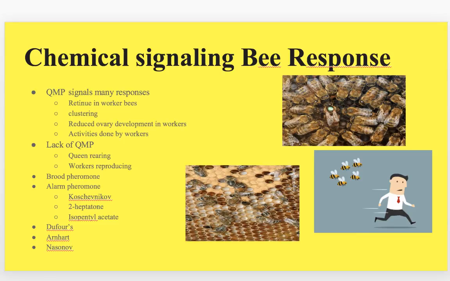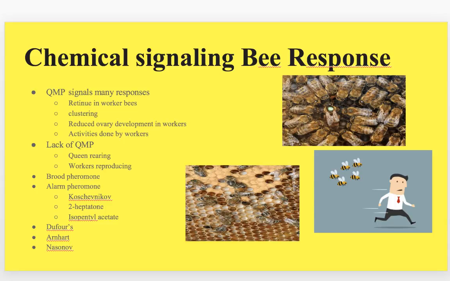Also, queen mandibular pheromone is responsible for reduced ovary development in worker bees, and also influences the activities done by workers such as comb building, foraging, and storing of food. Lack of queen mandibular pheromone results in queen rearing cells made by the workers, and workers will also try to lay their own unfertilized eggs. Brood pheromone is also responsible for reduced ovary development in worker bees, along with encouragement of foraging.